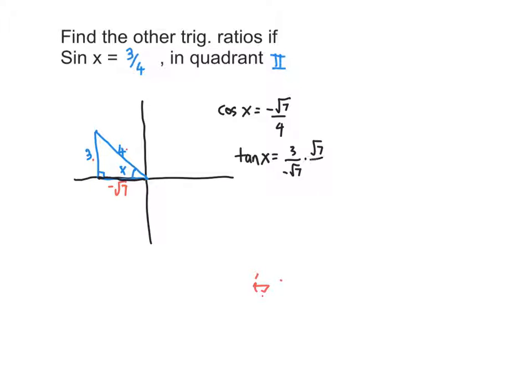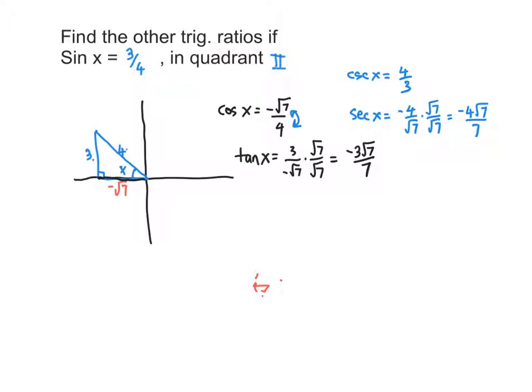And we rationalize by multiplying by √7/√7, and we get negative 3√7/7. Coming back the other way, we know that cosec x is the reciprocal of sine, which is given in the question, therefore 4/3. Sec x is the reciprocal of cos, so negative 4/√7, and we multiply by √7/√7, and we get negative 4√7/7. And cotangent x is the reciprocal of tan, and we take this one and turn it upside down, and we get negative √7/3.